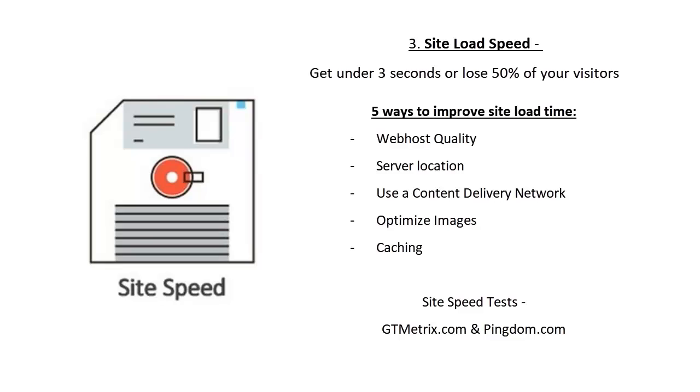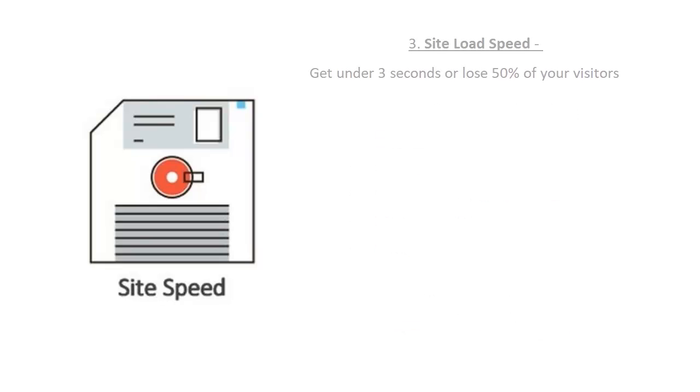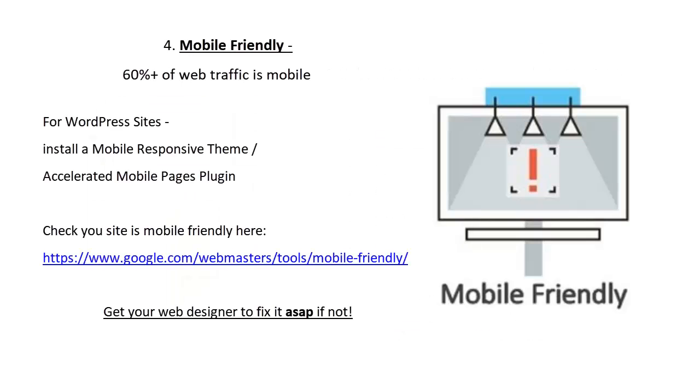There are also 5 basic ways to make major improvements in any site's load time: web host quality, server location, using a content delivery network, optimizing your images, and caching. Get all of these right and your site should be loading in under 3 seconds, improving your Google rank and your visitor experience.